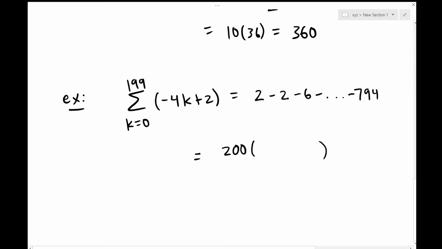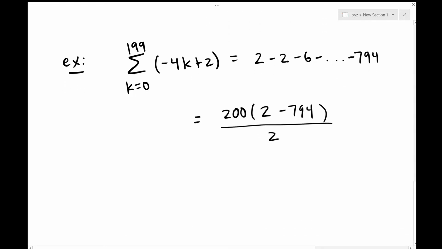But just as before, we want to add the first and last terms of the series. So the first term is 2, and we can see that the last term is negative 794. So we're actually subtracting 794 this time. But we still need to divide that by 2. And so simplifying here, we'll have 200 times, this will be negative 792. That's still divided by 2.